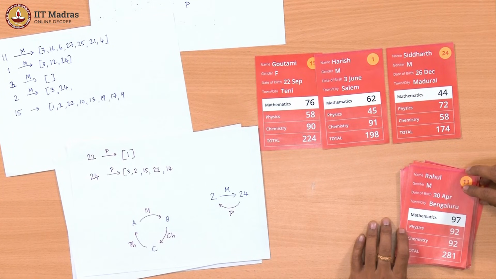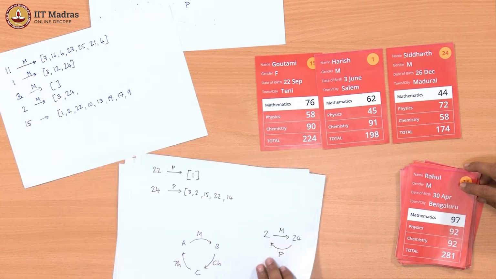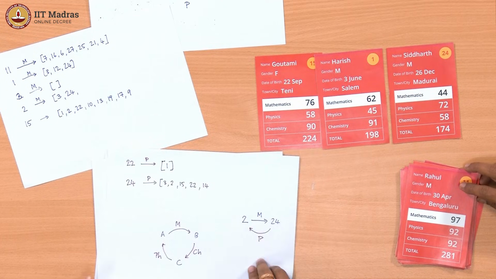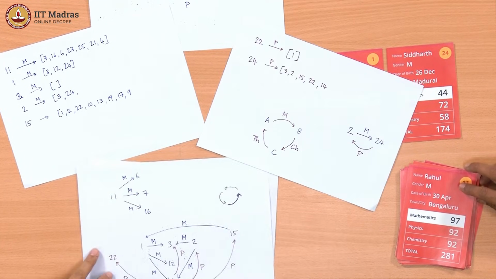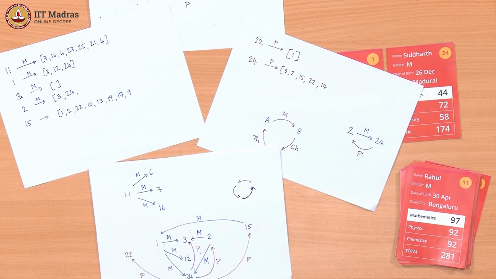So length 2 or length 3 cycles will form study groups, where they can help each other. So is there a name for this structure which you have created, this kind of diagram? Yeah, so this actually is what we call a graph.